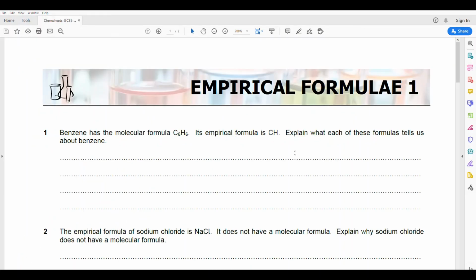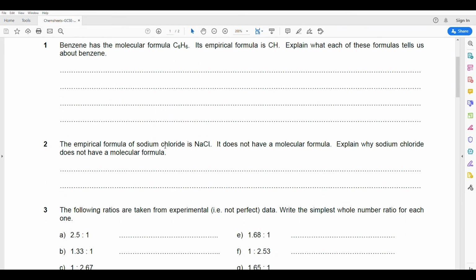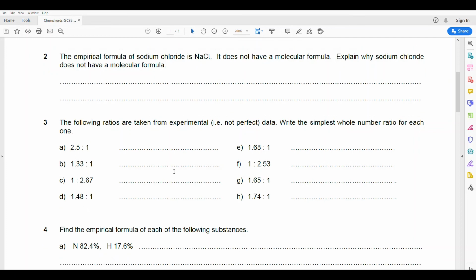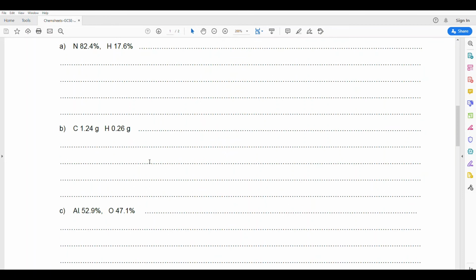So here is worksheet 1, empirical formula 1. I'd like you to have a go at this worksheet, please. You'll notice here's question 3, and I've just shown you how to do these sorts of problems. So again, make sure that you watch that video again if you can't do it, and it will show you how to convert more complicated decimalized ratios into whole number ratios. And then the rest is fairly straightforward.